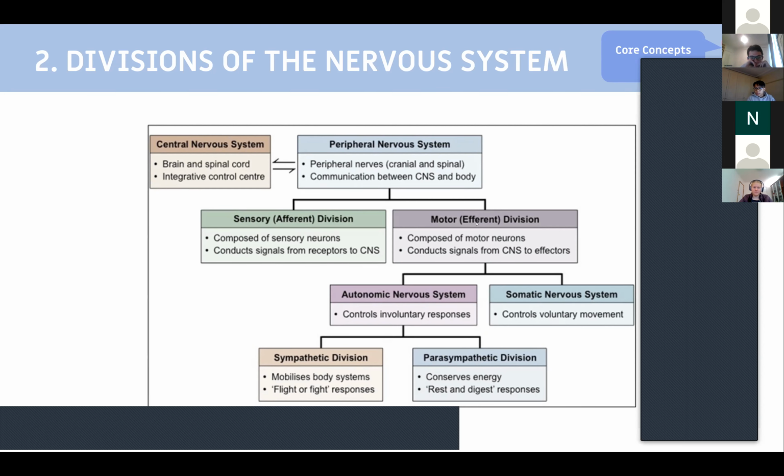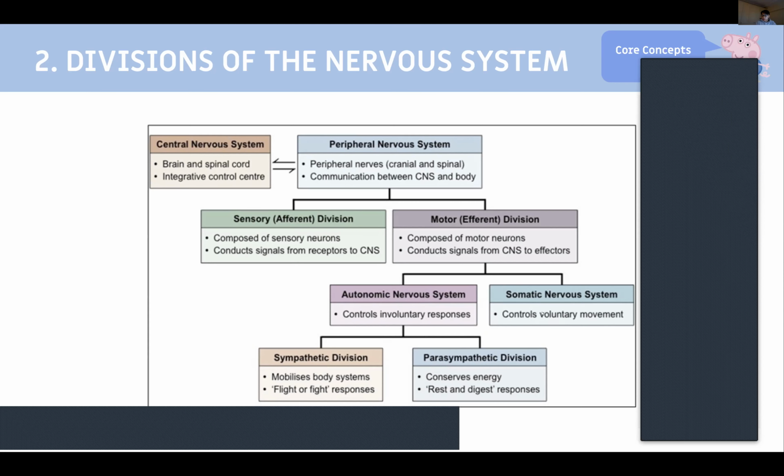Our motor efferent division can be further split into the ANS and the SNS. Think of your ANS as your digestion or your breathing, heart rate. It's involuntary. You don't really think about it. You can't control it. And think about your somatic nervous system as your arms and limbs, so you can voluntarily control movement. Finally, our autonomic nervous system, we can split into the sympathetic division and also the parasympathetic division. Sympathetic division, that's our fight or flight response, and parasympathetic division, rest and digest. They're like two opposite sides.